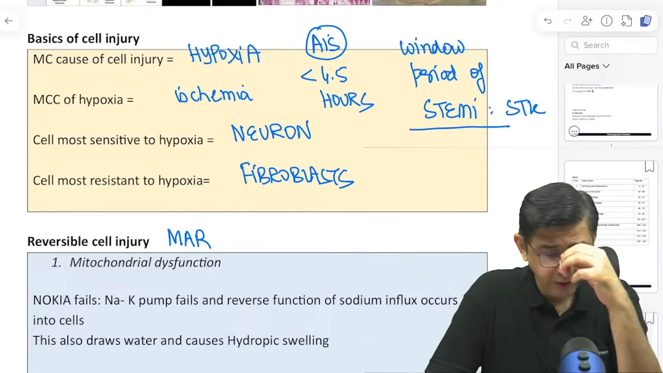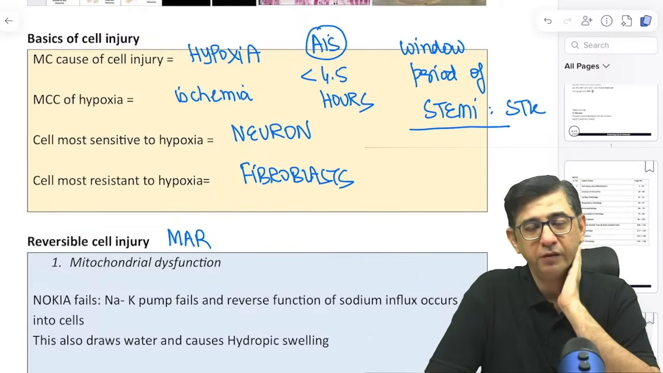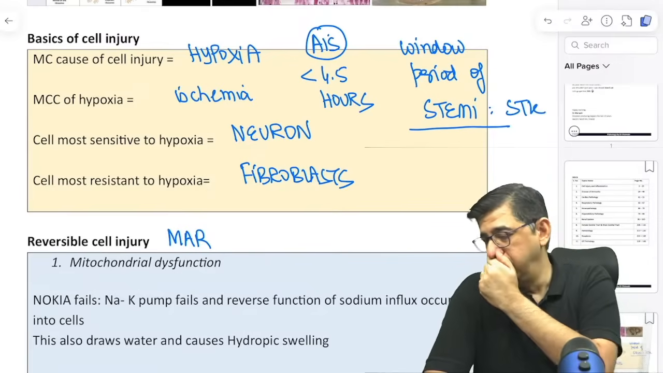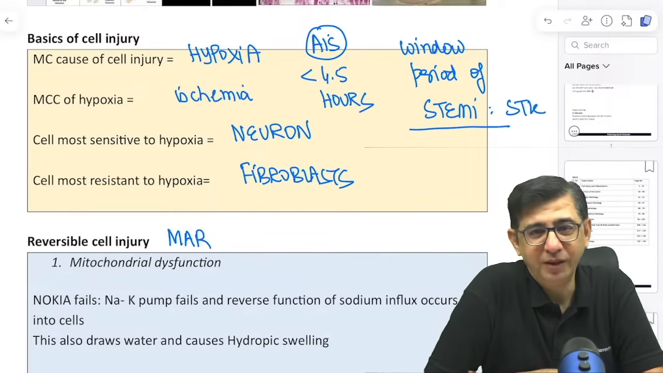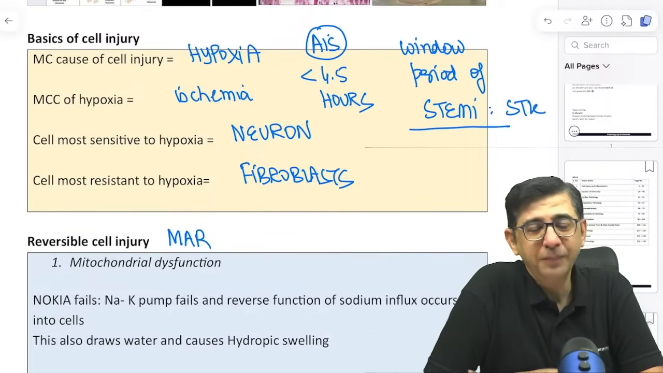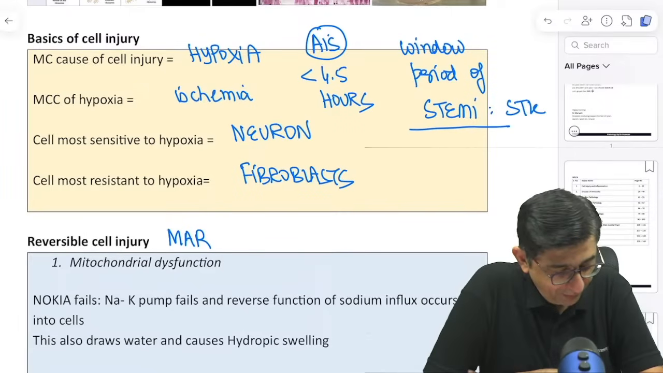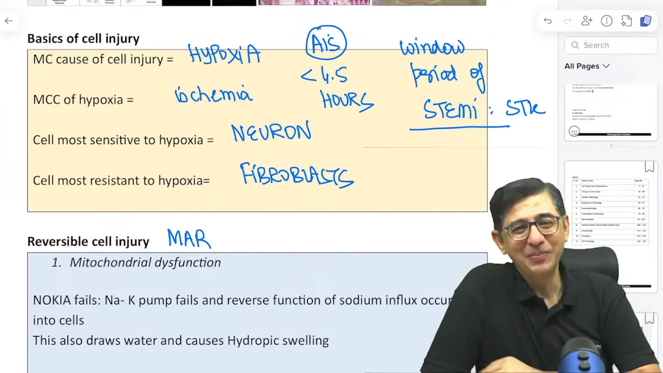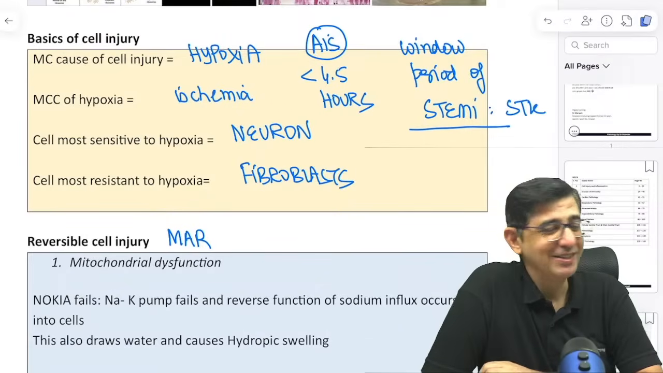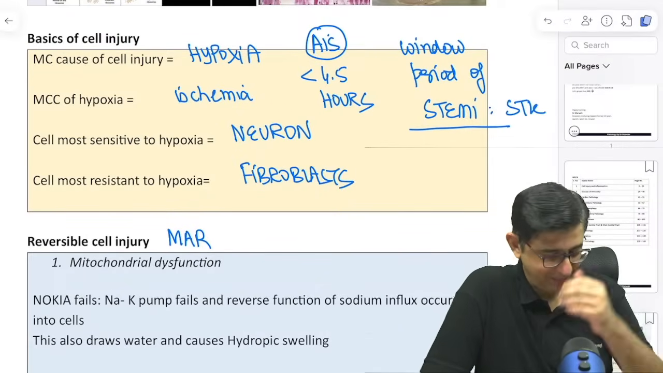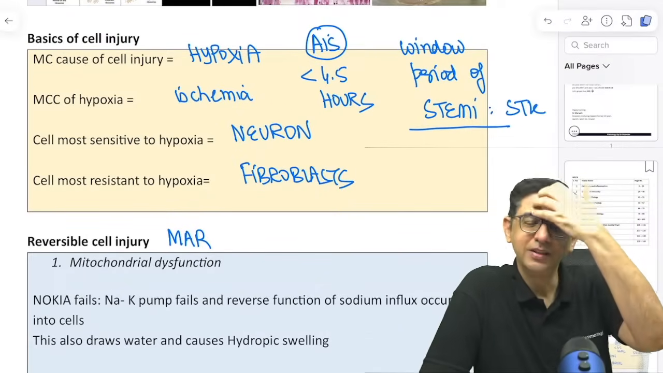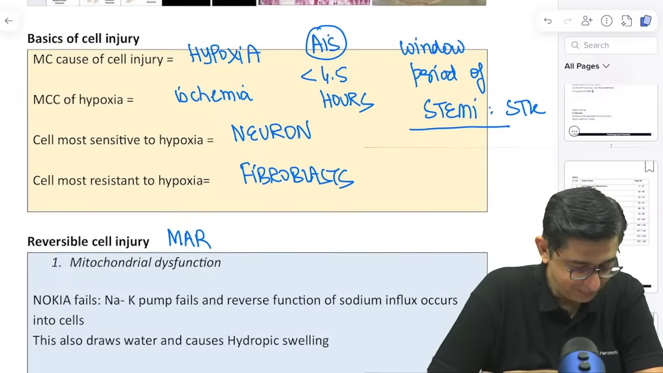What is the window period of ST elevation MI management? Window period is calculated from the time of onset of symptoms. Should I give options? Okay, I am giving options. 3 hours, 6 hours, 12 hours, 24 hours.